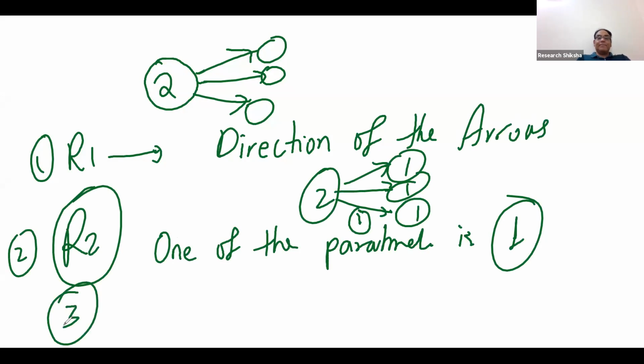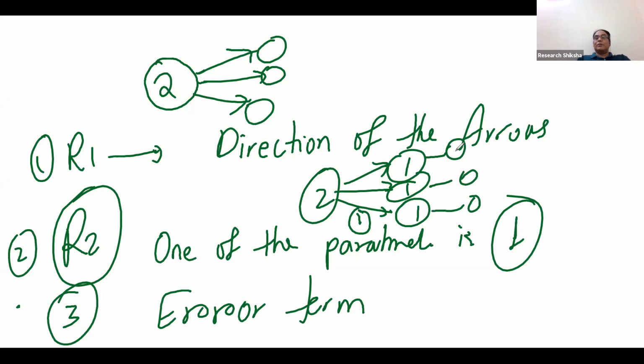Rule number three, that all the first order constructs must have an error term. So this rule is about the error term. Error term means you are having the error term, so this is E1, E2, E3. Right. So there are three rules of second order construct in SEM. So you must have clarity on this.